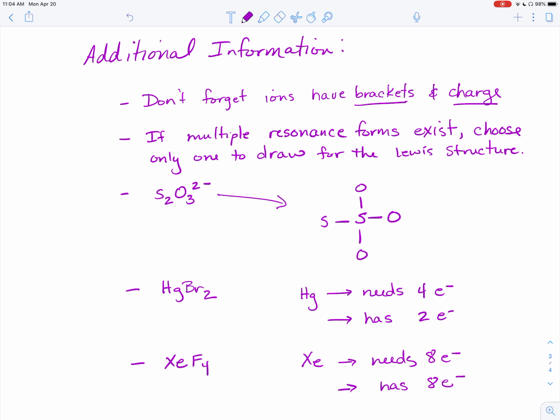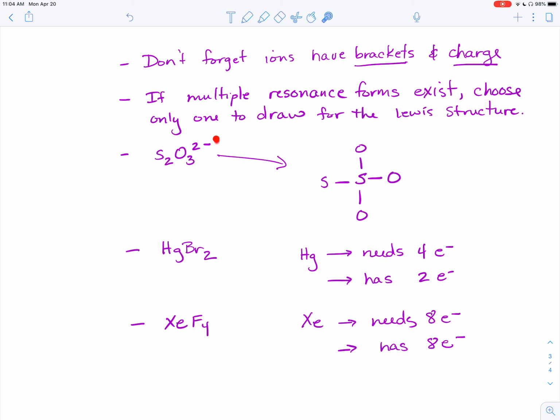The second thing is that if you happen to have something that has resonance structures, so you could draw multiple versions of that molecule, just choose one and draw that. You don't have to draw all of them. One Lewis structure would be perfectly fine. And then there are 3 molecules that I wanted to point out some things about that are unusual, that with experience you would become familiar with, but I just wanted to point them out to you right now. And that's that there's one molecule called S2O3 with a 2- charge.